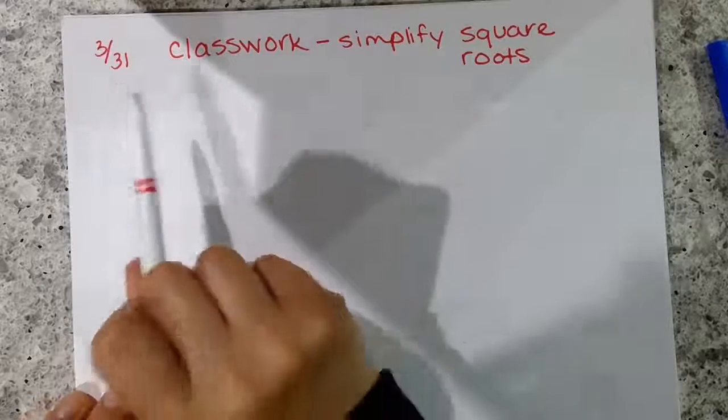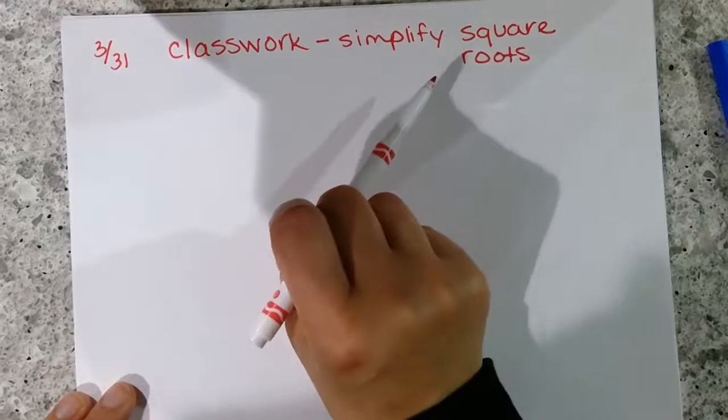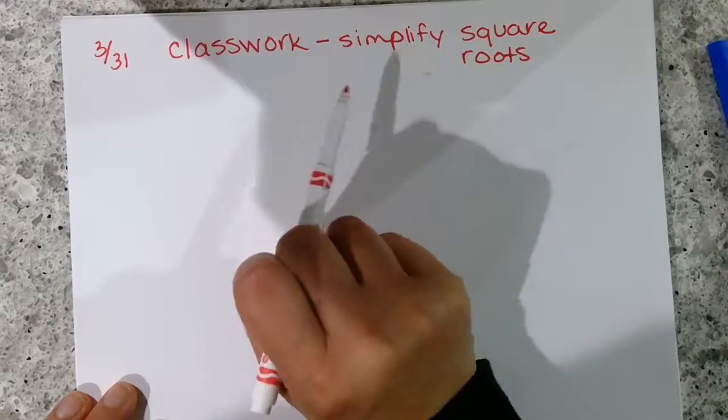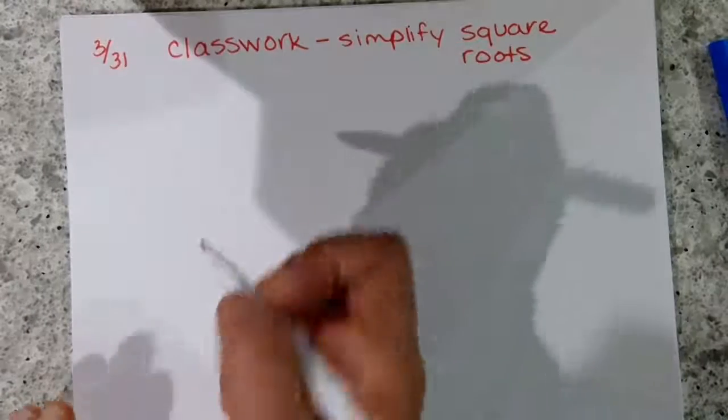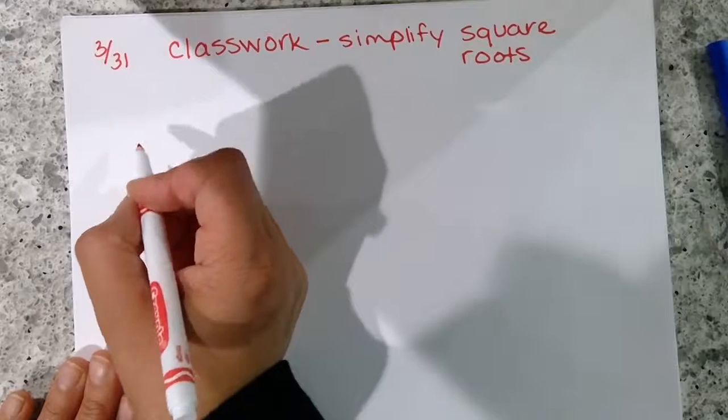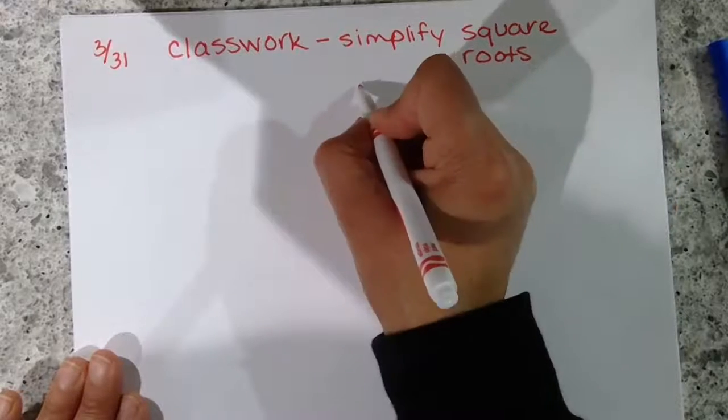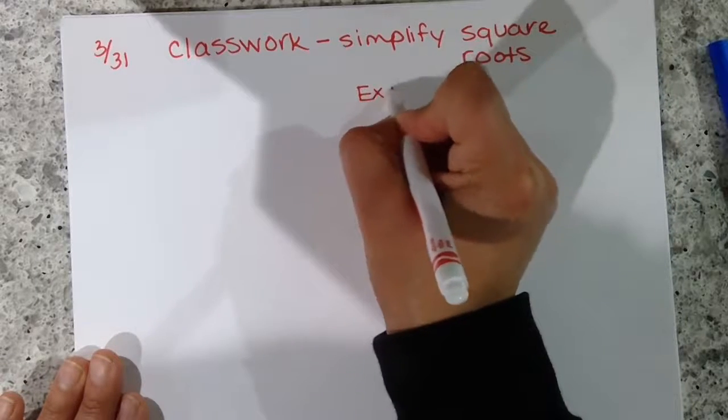Okay, so today we're going to simplify square roots, and we've already done decimal simplifying of square roots. This one is going to be more how you would want your answer, and they call this an exact answer.